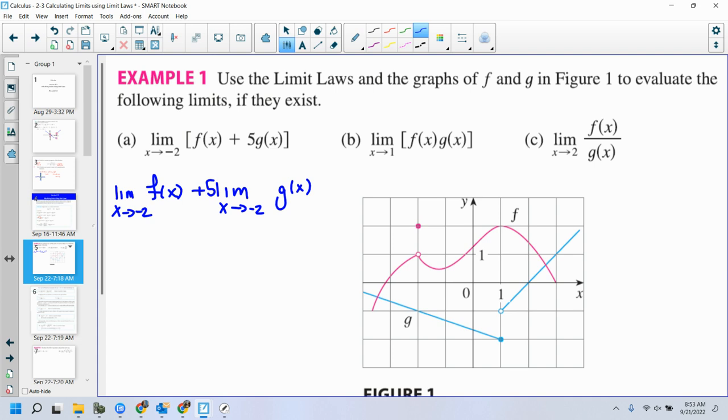All right, what is the limit of f of x as x goes to -2? Okay, what is the limit? Positive 1, right? So this is 1 plus 5 times, what's the limit as x goes to -2 of g of x? Okay, there are no open circles, there's nothing. So -1, right? The function g at -2 is -1. All right, so the full value is 1 minus 5, so -4.